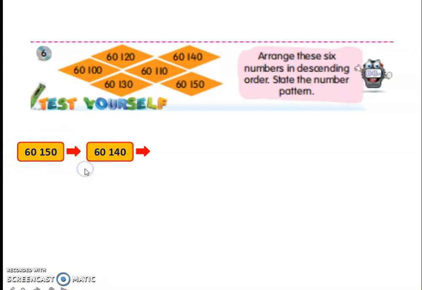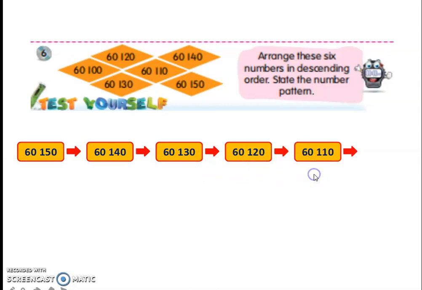60,150, and then 60,140, 60,130, 60,120, 60,110, 60,100. Now we have to find out the number pattern for these numbers.